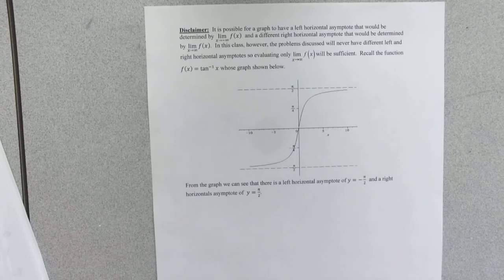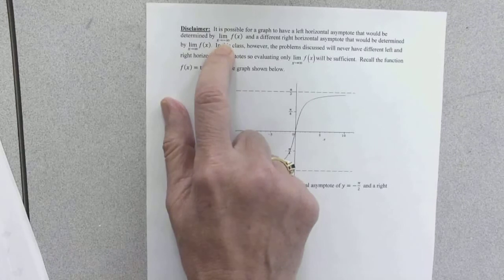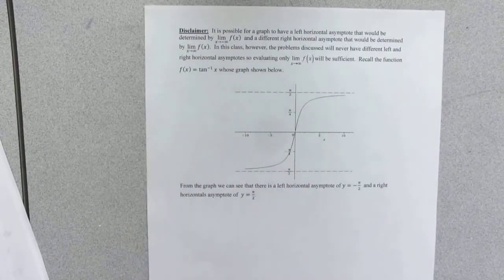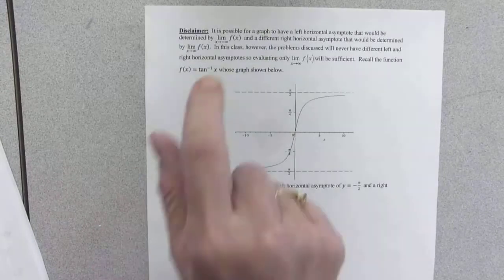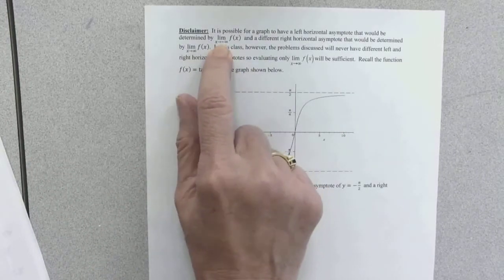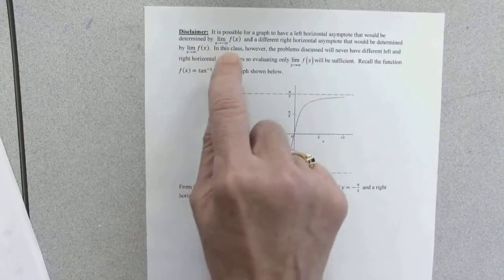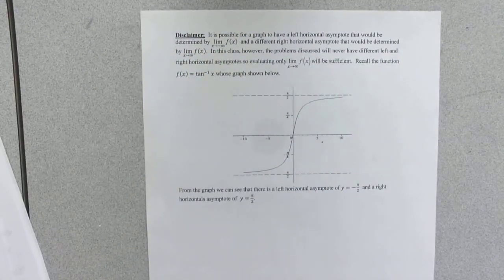It is possible for a graph to have a left horizontal asymptote, which would be determined by the limit as x goes to negative infinity of f of x, and a different right horizontal asymptote, which would be determined by the limit as x goes to infinity. You can have different left and right asymptotes. So if we were going to be perfect mathematicians, we would find two limits: the limit as x goes to negative infinity and the limit as x goes to infinity. In this class, however, the problems discussed will never have different left and right asymptotes, so evaluating only the limit as x goes to infinity of f of x will be sufficient.